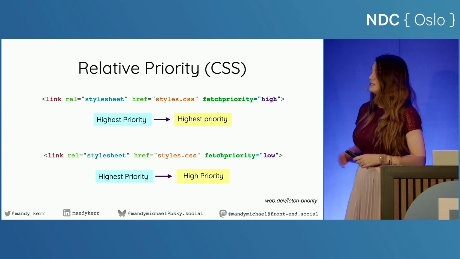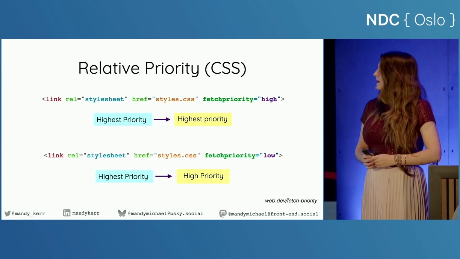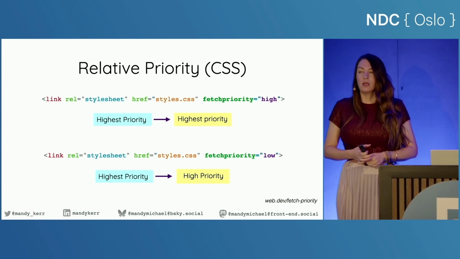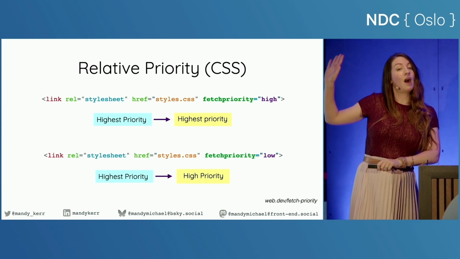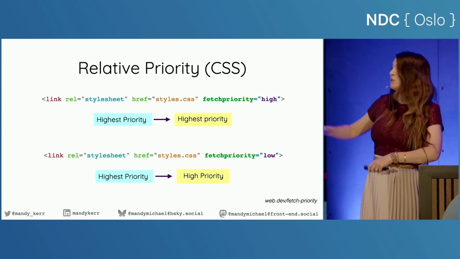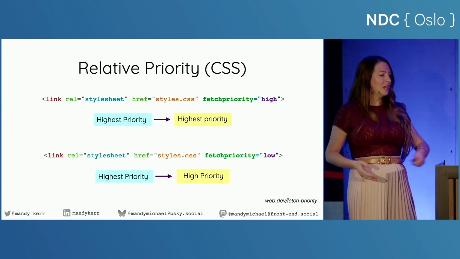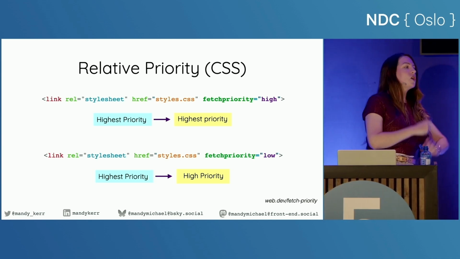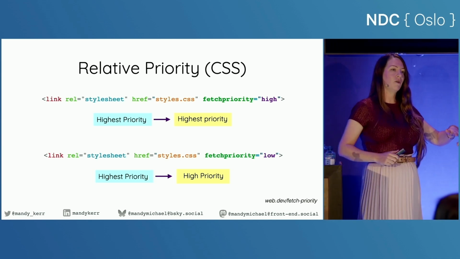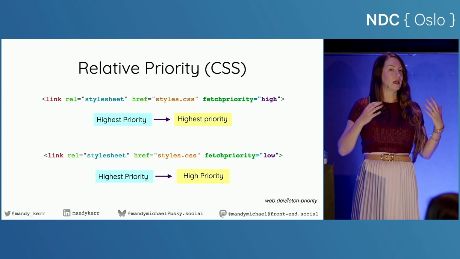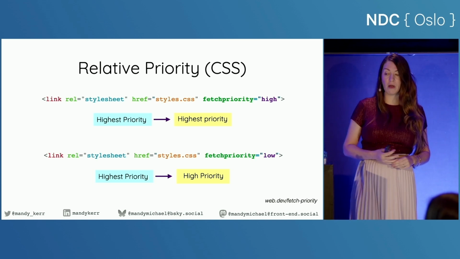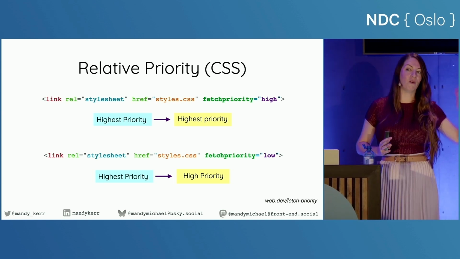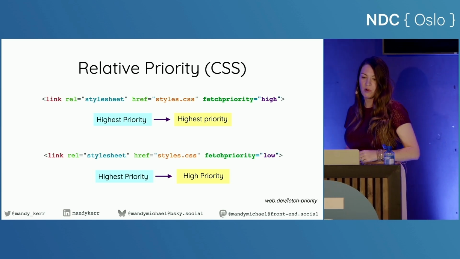As an example, this is from web.dev, so it is Chrome-based. We have a critical CSS style sheet. Its default priority is the highest priority because it's a render blocking resource. If we set the fetch priority to high, it's going to retain the highest priority, which is great. If we set it to low, it's not going to become a low priority. It's just going to be downgraded to a high priority because it's still important as far as the browser is concerned because CSS tends to be render blocking. So in neither of these cases are we explicitly saying it's high or low. We're just adjusting the relative priority.